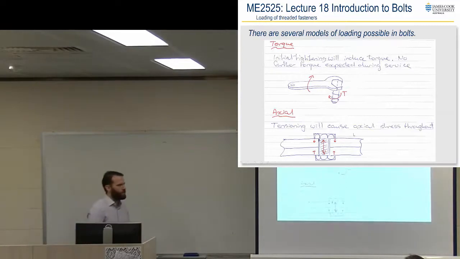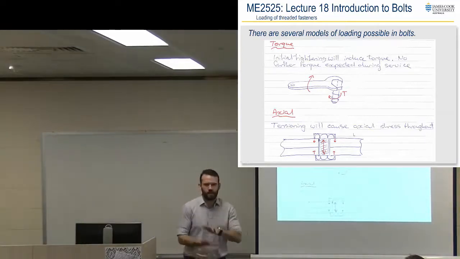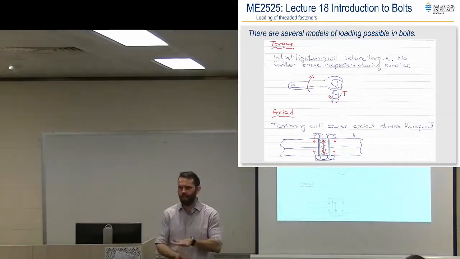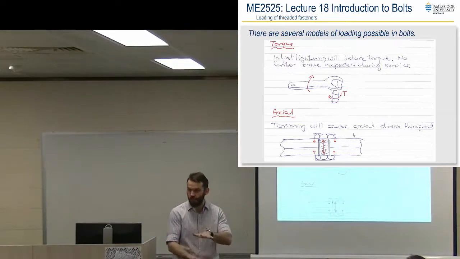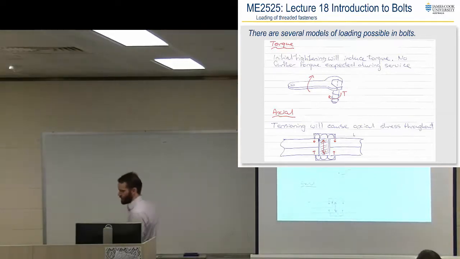Axial loading is our major one with bolts, so if you're going to torque this thing up and actually have compression in the plates, then you've got axial loading. If those plates then want to separate for some design purpose, then again you've got axial loading in that bolt. That's one of our major ones.